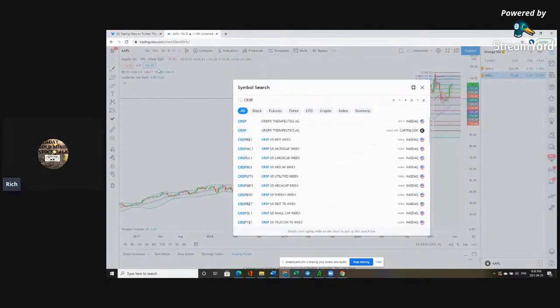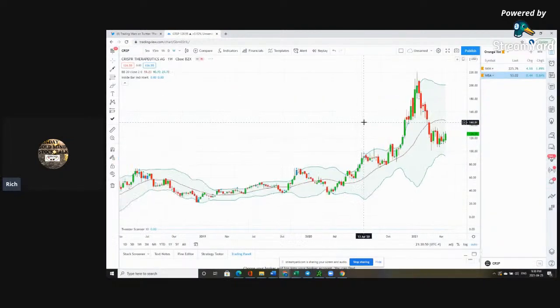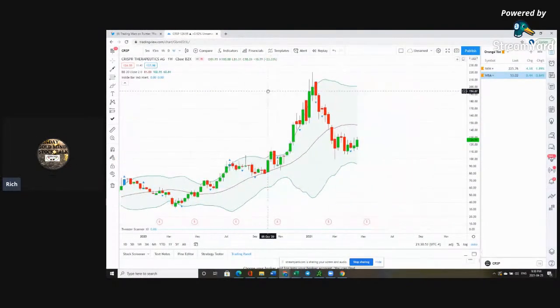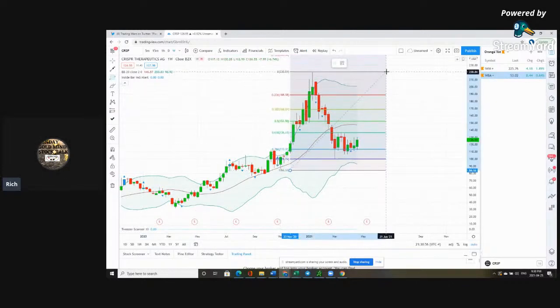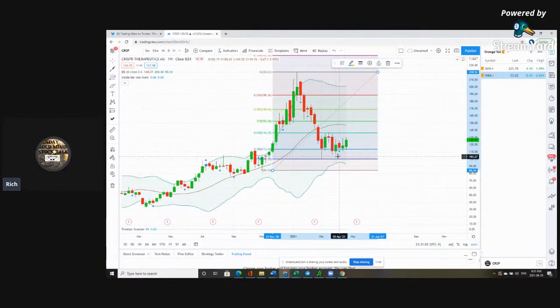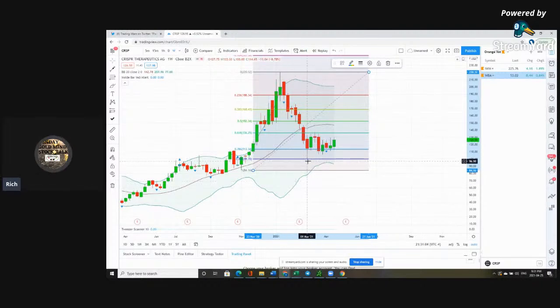CRSP. There we go. All right, so definitely very interesting here. CRISPR Therapeutics. Let's take a fib from this low to high here. Look at that. Absolutely beautiful there. 886 buy right here. Robot. Okay, I wish I could just draw a robot right here. This is a robot buy, an algorithm buy right on the 886.